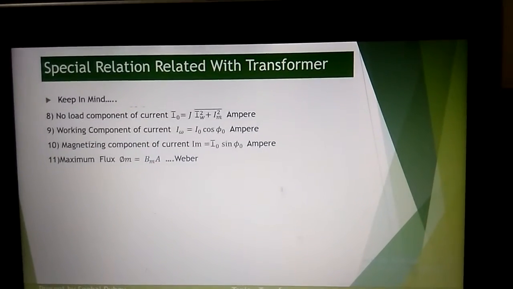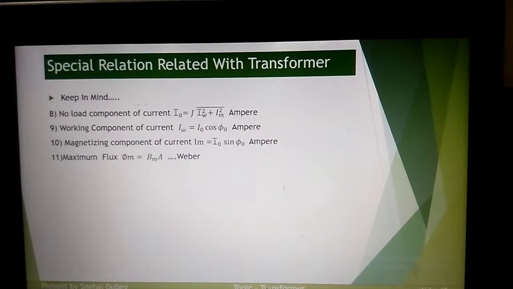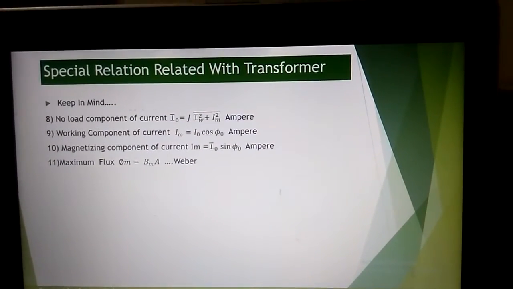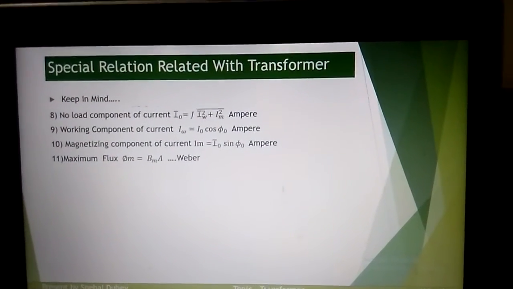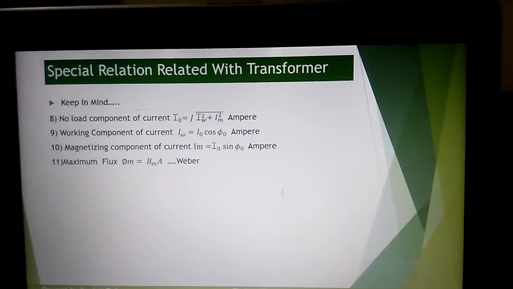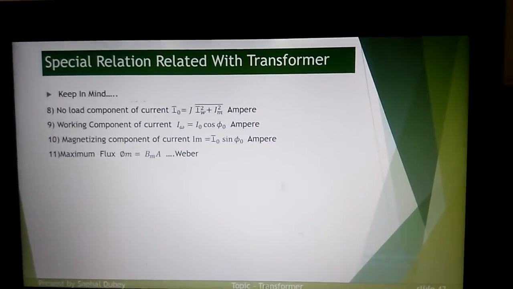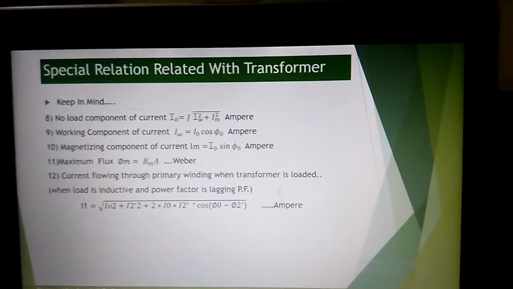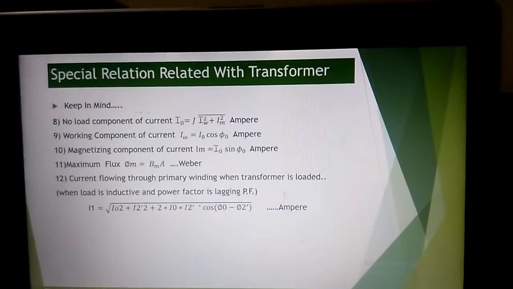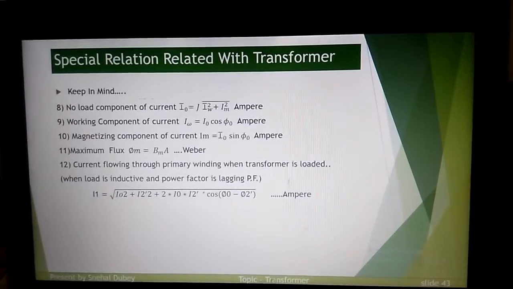Next, maximum flux phi m is equal to Bm into A Weber. So if you replace the value of phi m in the EMF equation of transformer, then you can find the relation between the EMF equation and the maximum flux density, as well as the area of the core. Next, the current flowing through primary winding when transformer is loaded.